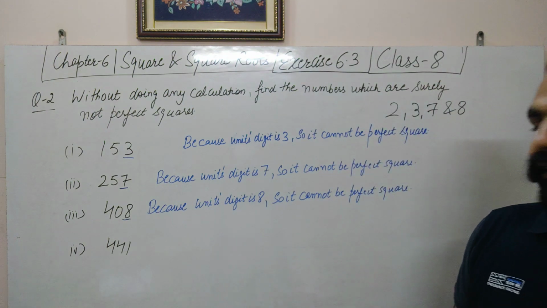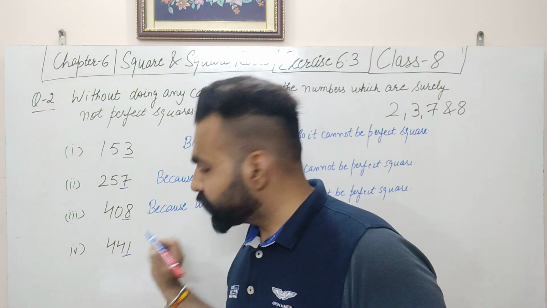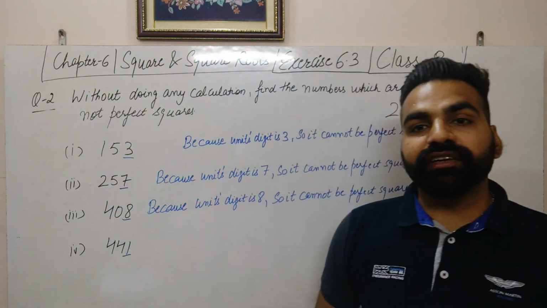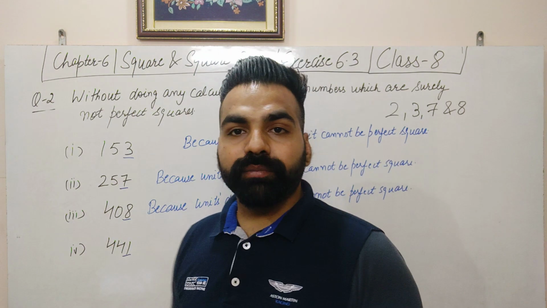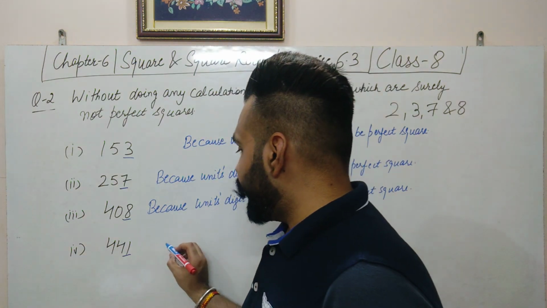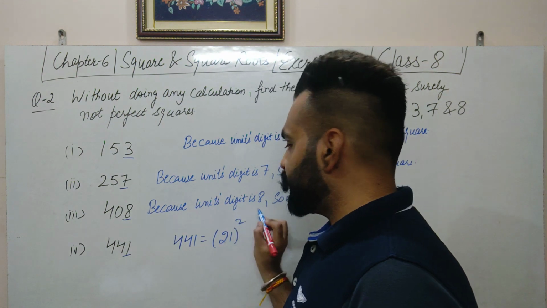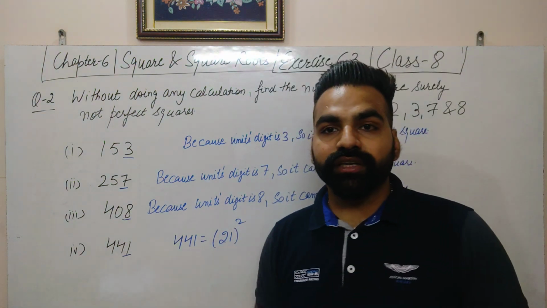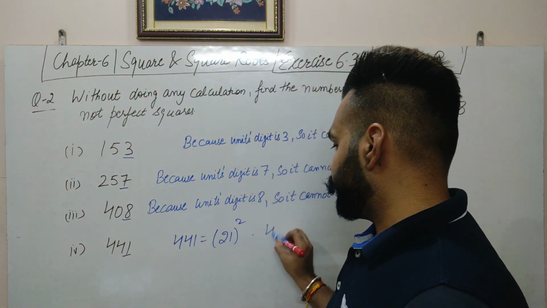Clear? And the last example is 441. Here the unit place is 1. And whenever the unit place is 1, it can or it cannot be a perfect square. And we know that 441 is equal to 21 square. 21 square is 441. So this 441 is a perfect square.